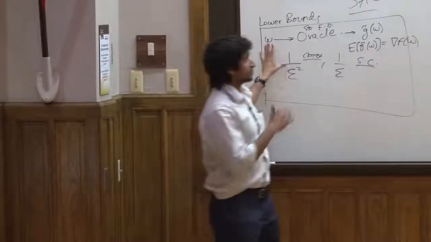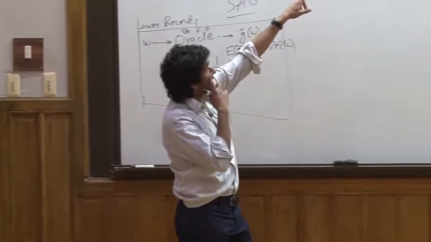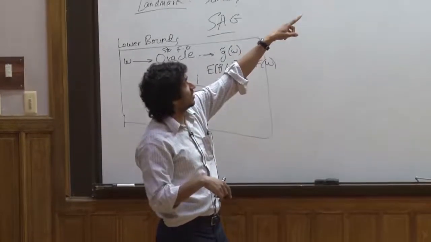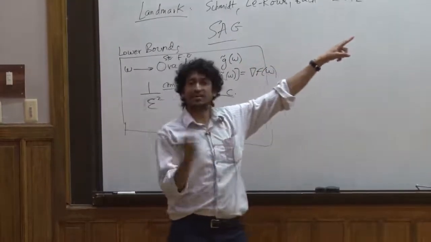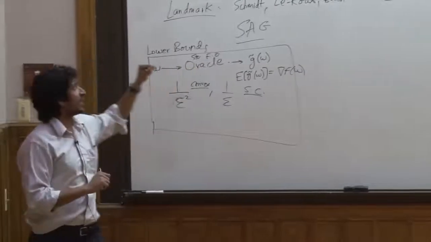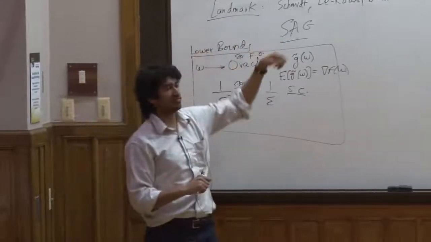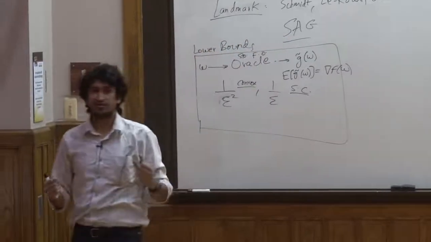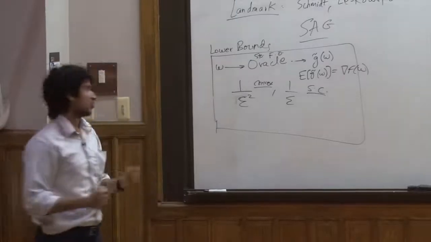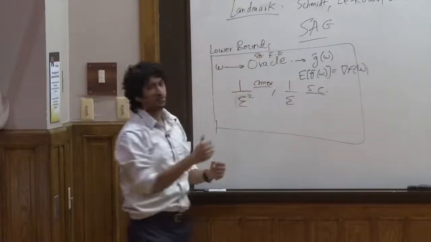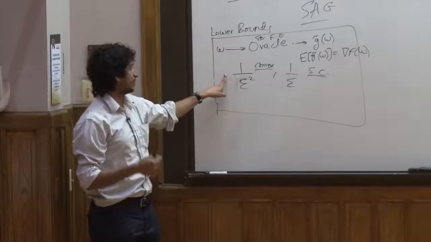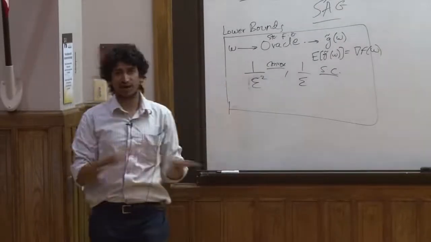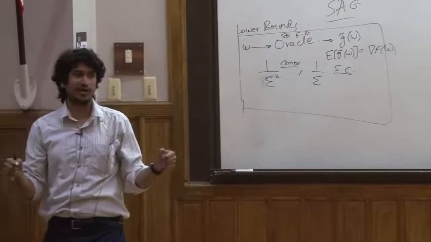Okay, so that's what we have in stochastic gradient descent. We have a noisy gradient that is unbiased in expectation, and we get a rate of 1 by epsilon for strongly convex functions. So it seems like we have an upper bound, an algorithm that matches the lower bound. So it seems like we are done, like there's really nothing that we can do.